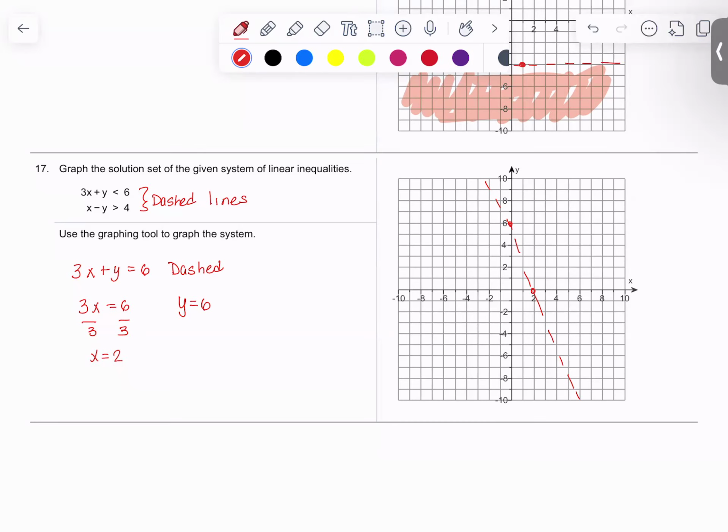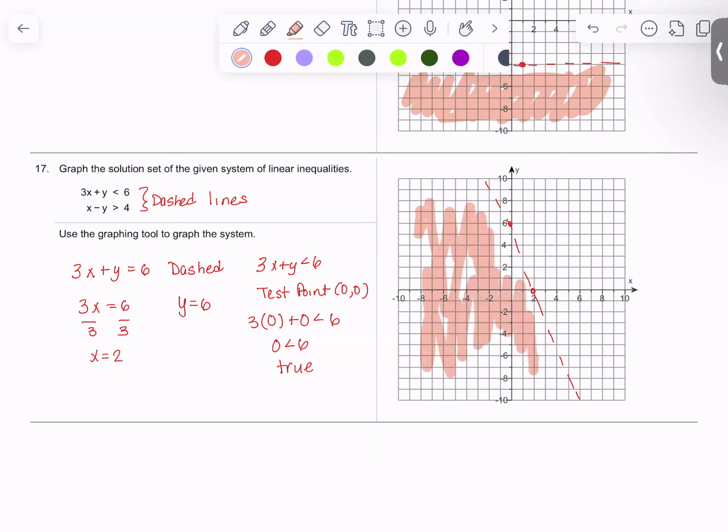Okay, and now I'm going to look at just the solution for this. 3x plus y is less than 6. So my test point is going to be 0. Is 0 times 3 plus 0, is that less than 6? And the answer is yes, 0 is less than 6. So that is true. So 0 is in the solution of this. So I'm going to shade that. I'm not going to actually shade it in my lab math. I'm just going to make a note that it's going to be over there.